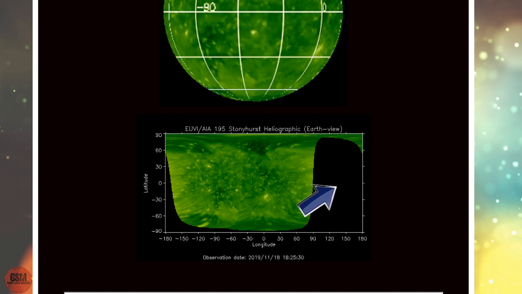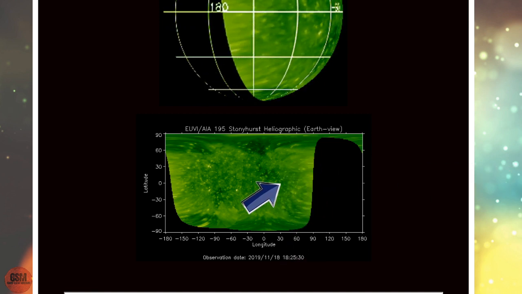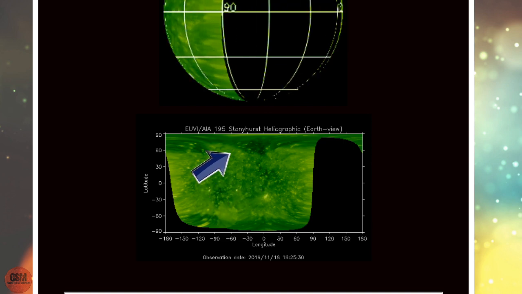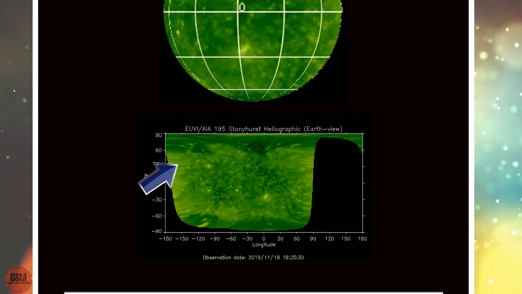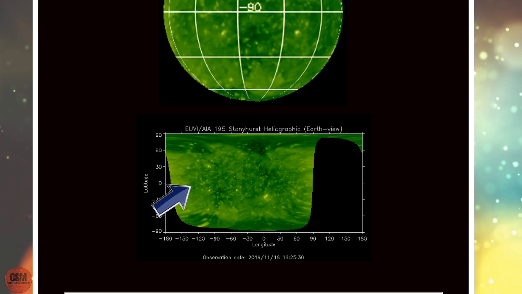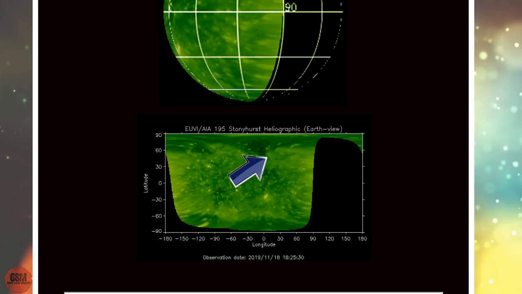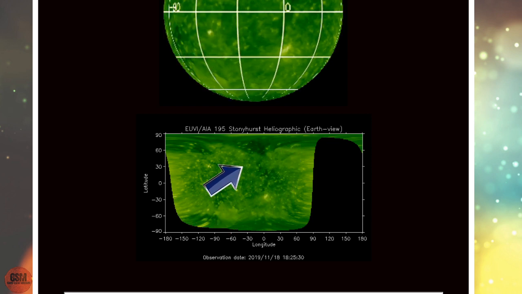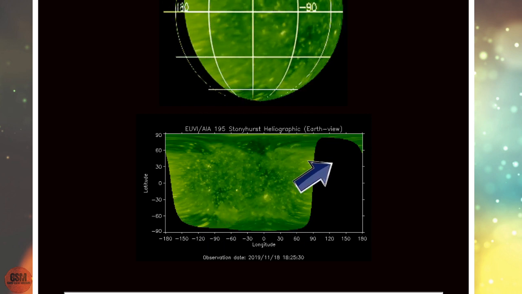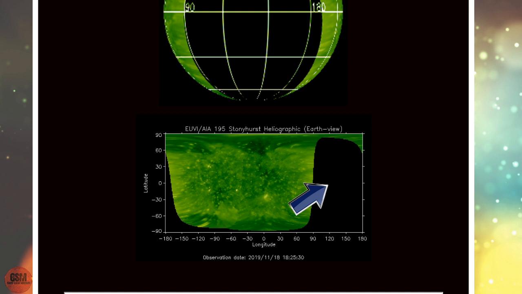So right here is where we don't know. But right here is Earth facing. This is the eastern limb, and this is just around that area from where STEREO B does not report. So we still get about 70% of our star. We still get that report. However, this will always be a mystery until they figure out how to fix that.